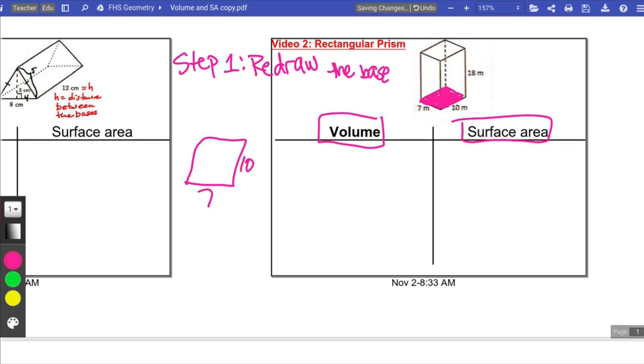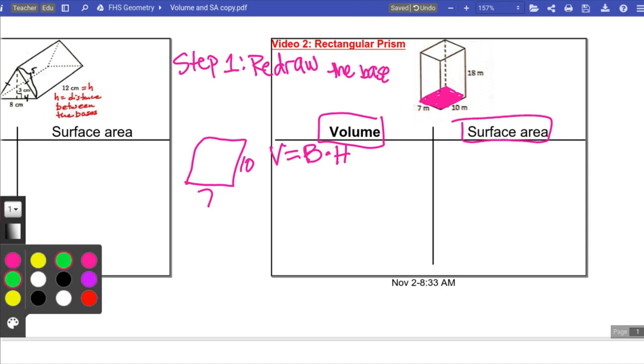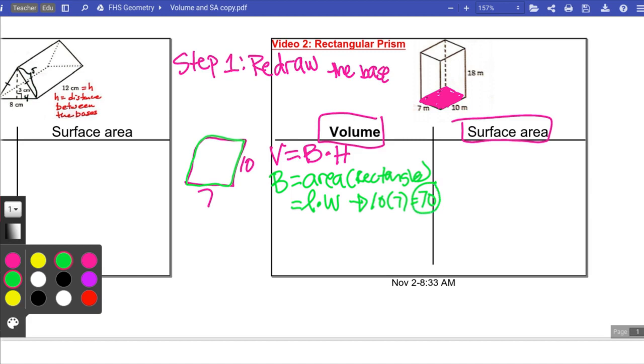All right, so the formula was V equals big B times big H. Let's find each one of them. Big B, like I said earlier, is area. This time you're dealing with the rectangle. It's big B of this rectangle, so the formula is length times width. So we have 10 times 7, which gives us 70. Circle that because this number will go in here for big B.